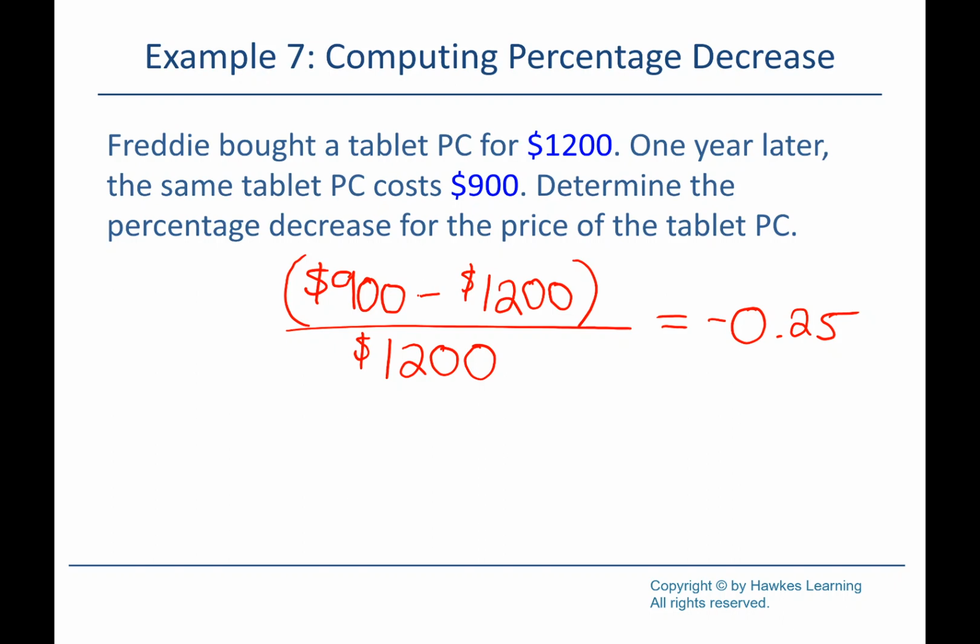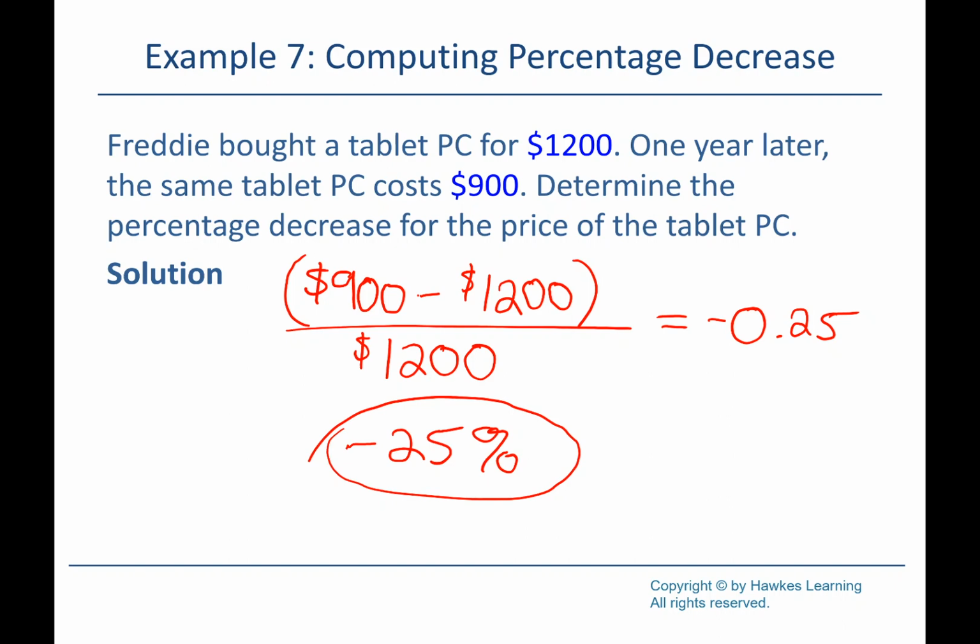And then we need to change it to a percentage. So if we move our decimal place to the right 2 times, negative, gone down 25%. It has decreased by 25%. So almost the same as when we did that absolute change formula, but we're just letting it have a sign this time.